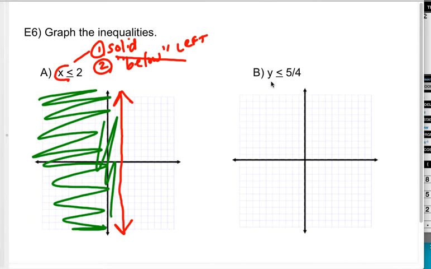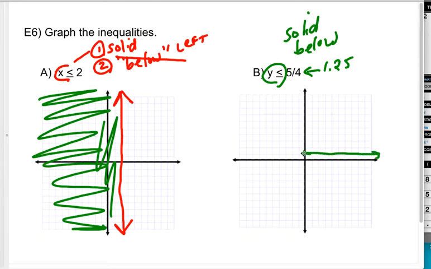Okay. For this one, again, I'm going to have solid and below, right? Those are the two qualities I'm looking for. For 5/4, that can be intimidating to some people, but it's just a 1.25, so it just means right around here-ish. And again, on a graph this small, nobody's going to be super picky if it's hard to tell if it was 1.25 or 1.3, nobody's going to care. So there you go. And I'm shading below, so it's going to look like this.